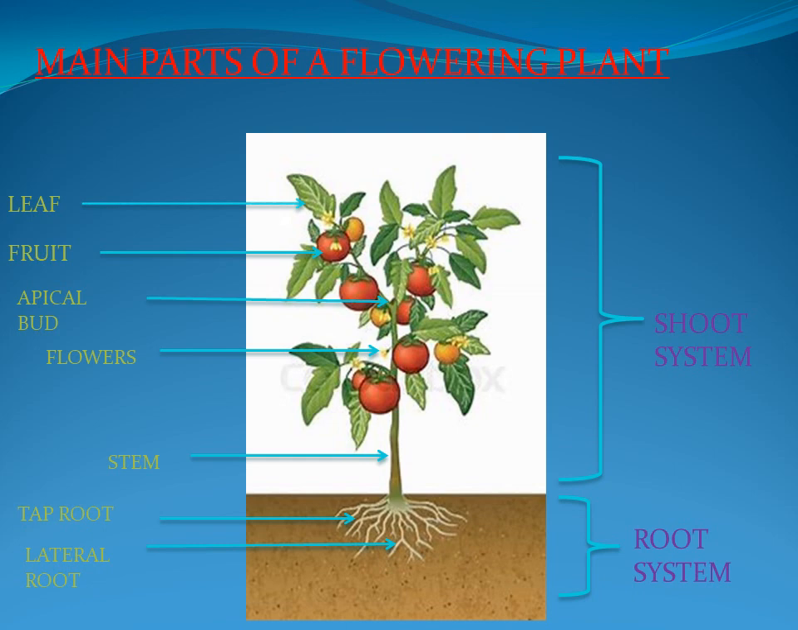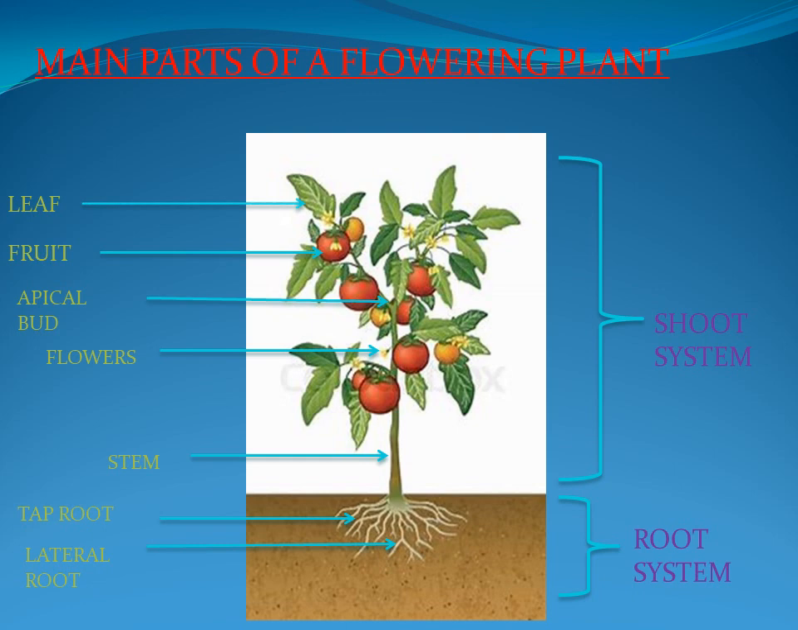Again, say with me: leaf, fruit, apical bud, which is known as axillary bud also. Flowers, stem, taproot, lateral root, and the shoot system and root system. Shoot system and the root system are the two main parts of a flowering plant, and the shoot system is the things which are above the soil, and the root system is the things which are below the soil.